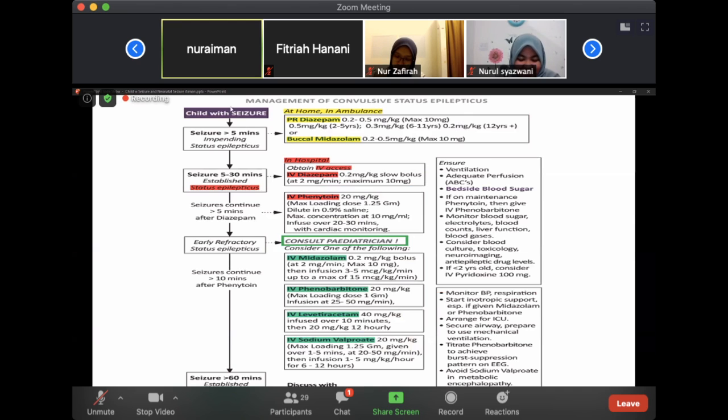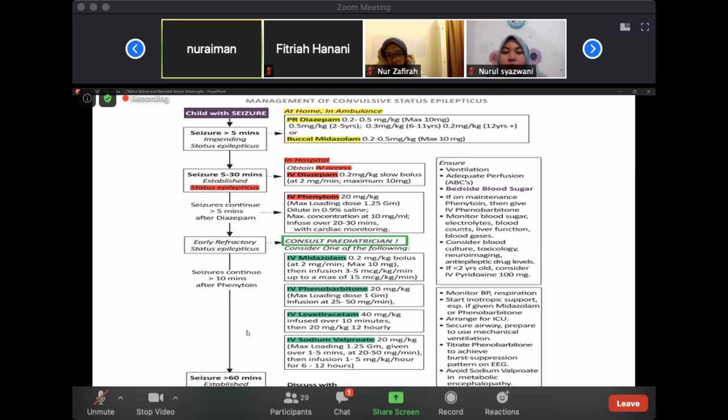So if you observe the child has status epilepticus, this is the management according to pediatric protocol. If the child has a seizure of more than 5 minutes, depending on status epilepticus, give parenteral diazepam or buccal midazolam. And when arriving at hospital, proceed to get IV access and give IV diazepam. If the seizure continues, give IV phenytoin. And if the status epilepticus is refractory, consult a pediatrician or specialist, and consider giving one of these medications: midazolam, phenobarbital, levetiracetam, and sodium valproate.